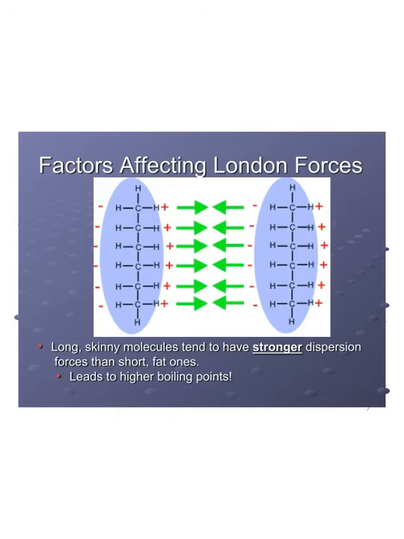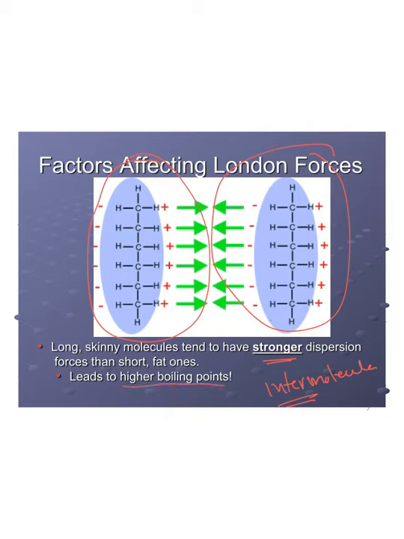So the shape of the molecule and the size of the molecule affects the London dispersion force. So here we have 2 long, skinny molecules, and I can see that these long and skinny molecules are going to have a lot more real estate to have these London dispersion forces. And so they are going to have a slightly greater attraction. Remember, we're talking about an intermolecular force between these molecules. They're going to have a stronger attraction between these two molecules than shorter fat molecules. And that's going to lead to a higher boiling point.